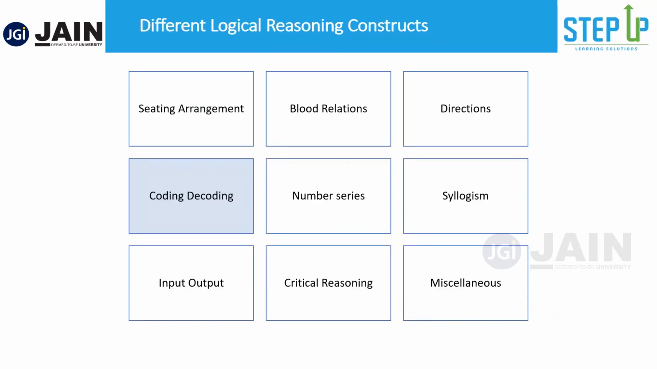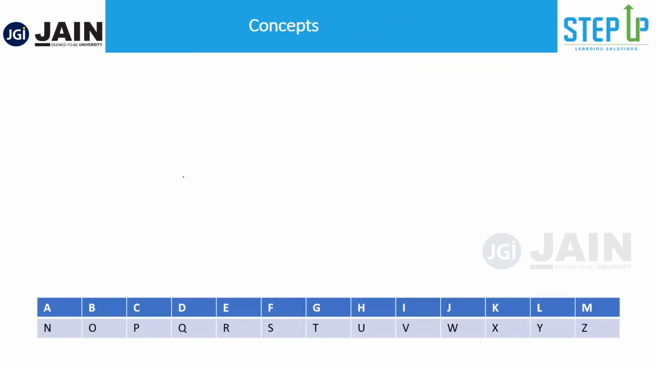Hello and welcome to the second video of coding decoding fundamentals. So this is part B of the video. In part A we looked at coding decoding from letter series, where alphabets get changed to other alphabets. In this video we'll look at where an alphabet changes to a number or to a symbol as well. So let's get started.